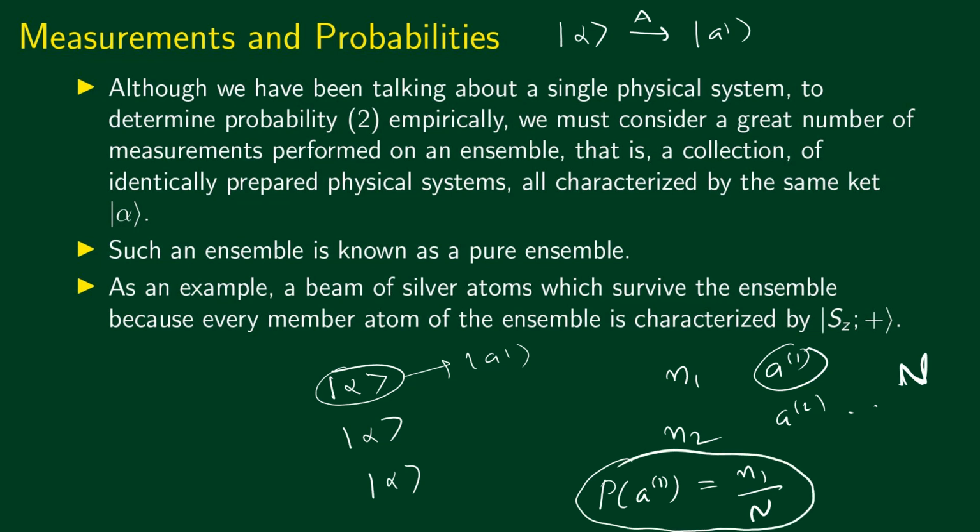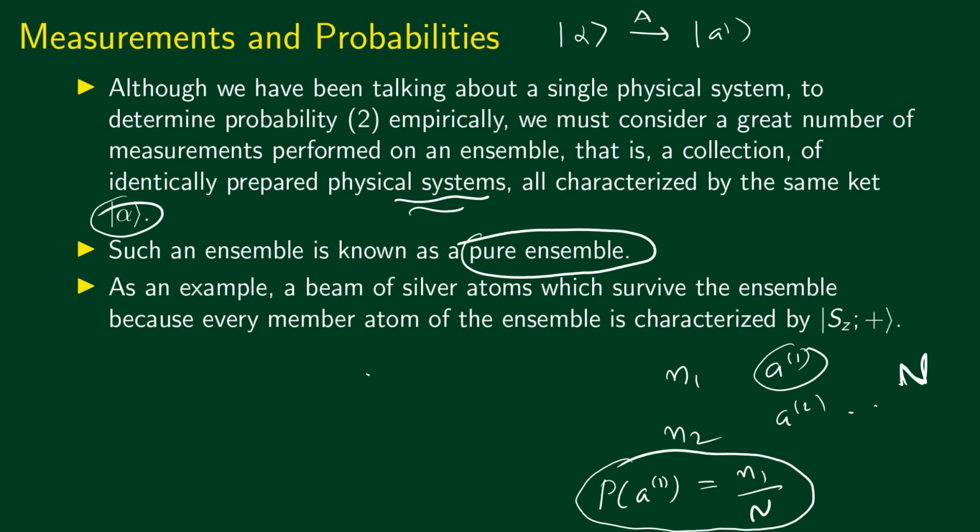To determine probability empirically, we must consider a great number of measurements performed on an ensemble, that is, a collection of identically prepared physical systems, all characterized by the same ket alpha. Such an ensemble is known as a pure ensemble. What do we mean by a pure ensemble? If it's an ensemble of systems all characterized by exactly the same ket, then we say that it's a pure ensemble.